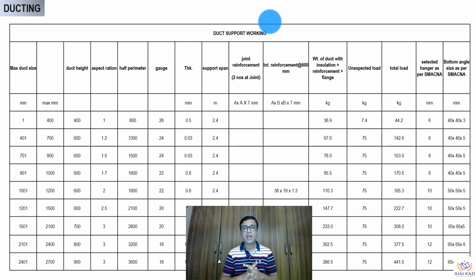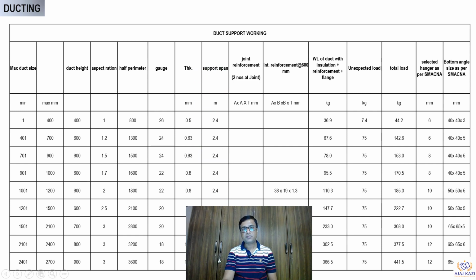This is the duct support. How are we going to handle the duct supports for different sizes? Now, if you look at the sizes over here, these are the sizes of the duct. Aspect ratio is here. The duct perimeter we get depending on the gauge we have. Gauge in inches, if you convert it to mm, we will have this. What is the support span? That's very important to look at.